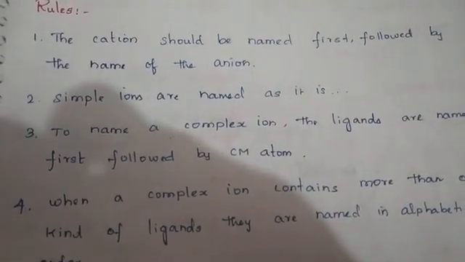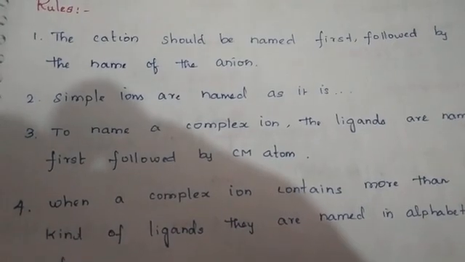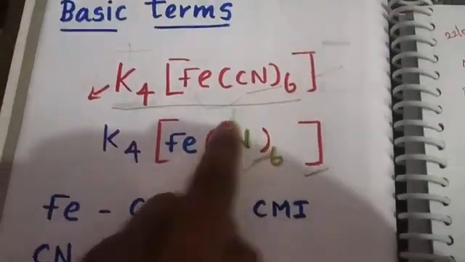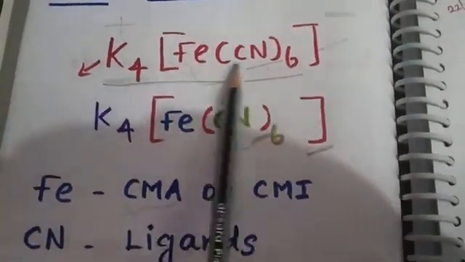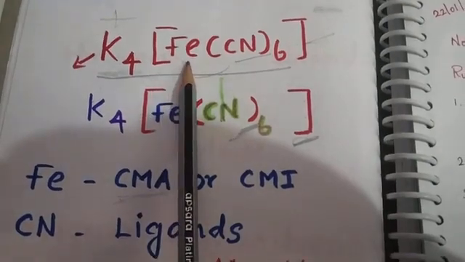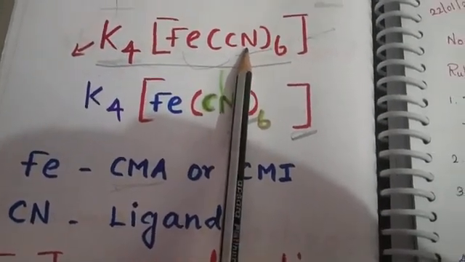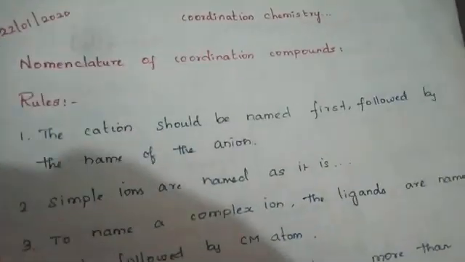Then the third rule: to name a complex ion, the ligands are named first, followed by the central metal atom. This is the complex. So in order to name a central metal ion, before that you have to give naming for the ligands. Then you can name the central metal atom. That is the third rule.